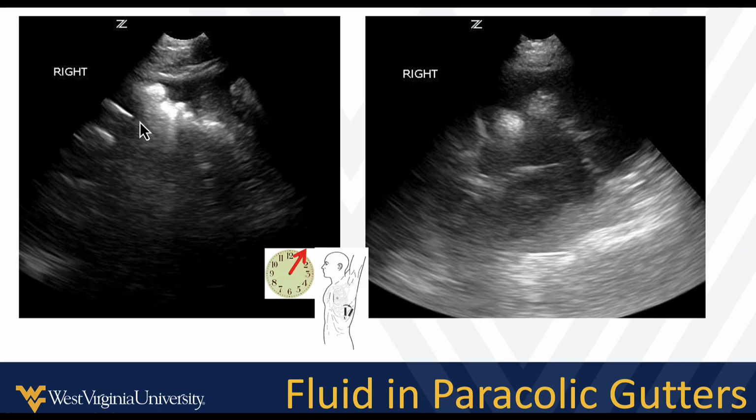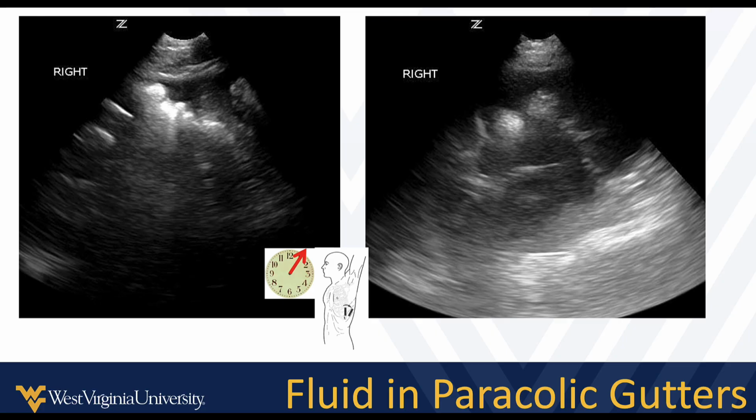In those pericolic gutters, we see the bright white is the air signature within the intestine. We see fluid displacing that intestine. So this is what fluid in the pericolic gutter looks like. And I want to point out that fluid accumulates in the pericolic gutter before it accumulates under the diaphragms or in Morison's pouch in most patients.